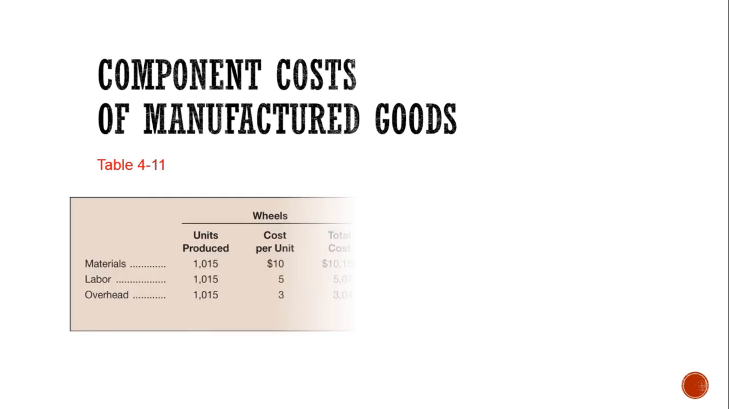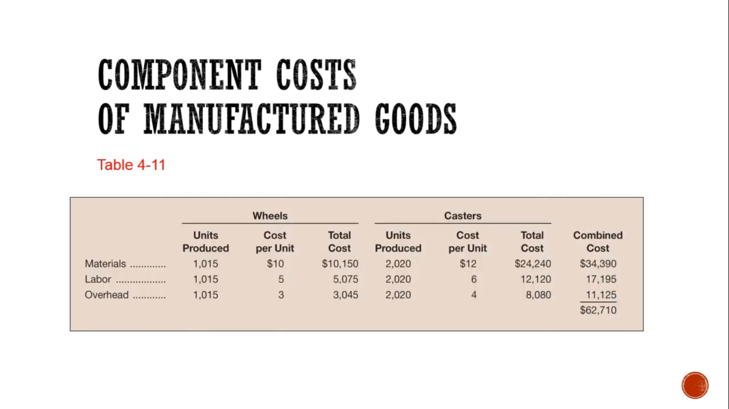Component costs of manufactured goods are shown here. You can see the units produced, cost per unit, total cost, units produced, cost per unit, all the way over to your combined costs on the far right hand side.